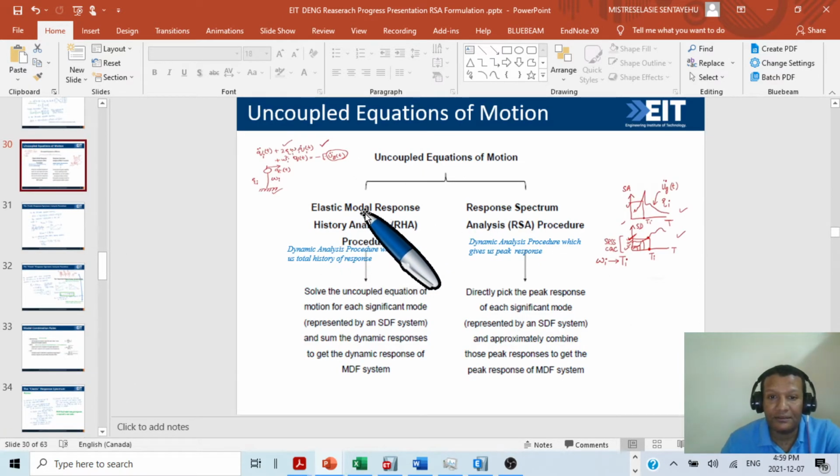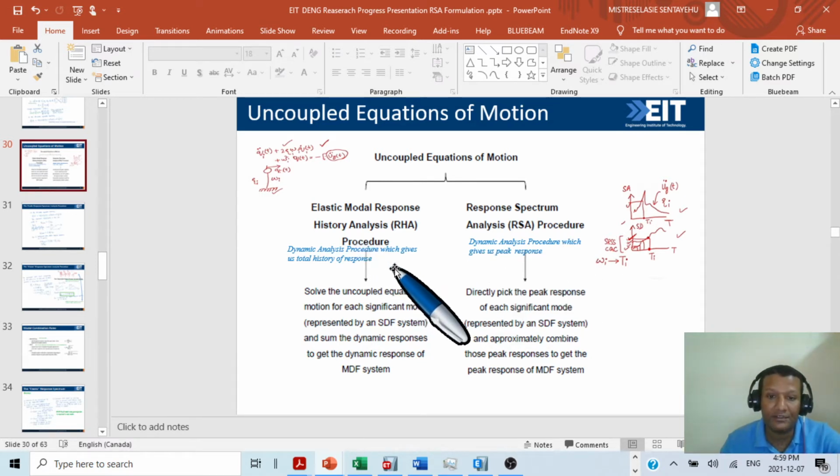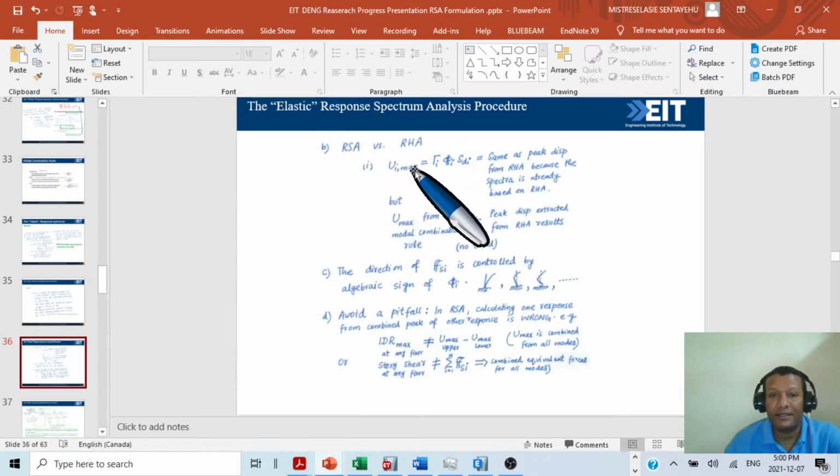Elastic modal response history analysis and response spectrum analysis are different procedures with some differences and similarities. In this one, once we get the uncoupled equations of motion, we have to find the solution for each mode and for each floor, and add up all the solutions to find the result. So we came here, RHSA and RHA.